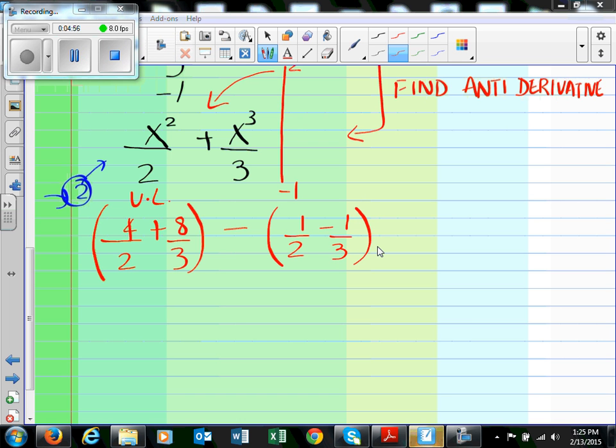Are you following? Now basic fractions. To find the common denominator, it's 6. So you have 12 plus 16, which is 28 over 6, minus 1 over 6. So that will give you 27.